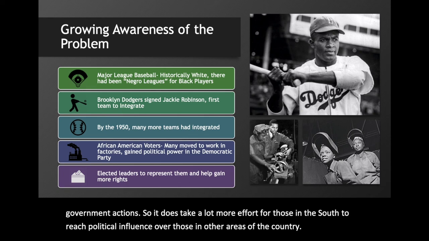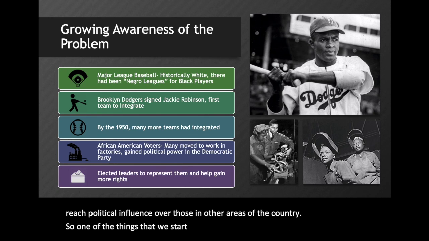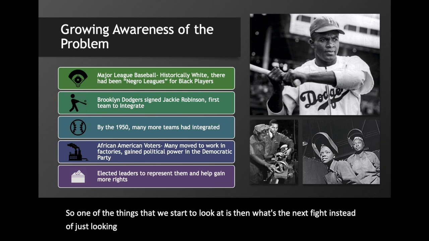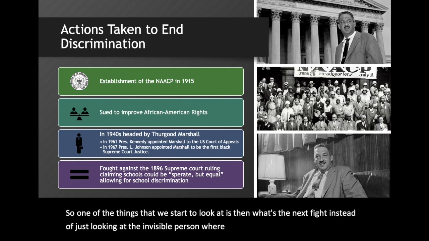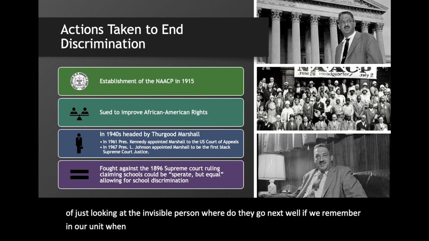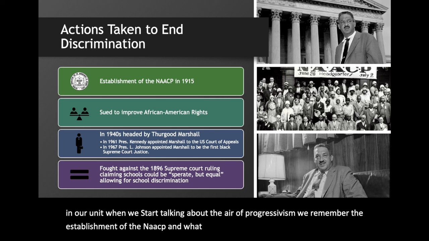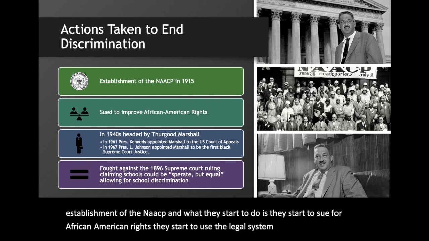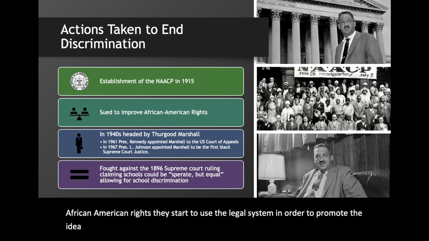So one of the things that we start to look at is then what's the next fight? Instead of just looking at the invisible person, where do they go next? Well, if we remember in our unit when we start talking about the era of progressivism, we remember the establishment of the NAACP. And what they start to do is they start to sue for African American rights. They start to use the legal system in order to promote the idea of African American rights in society.